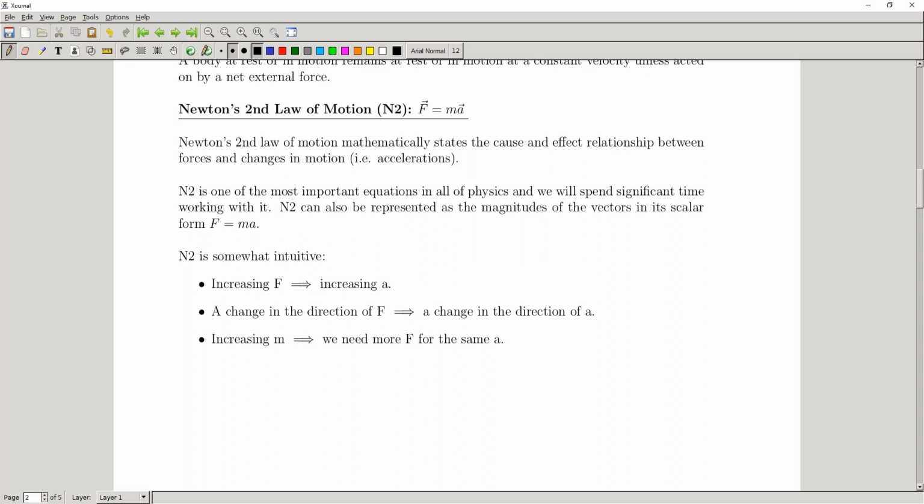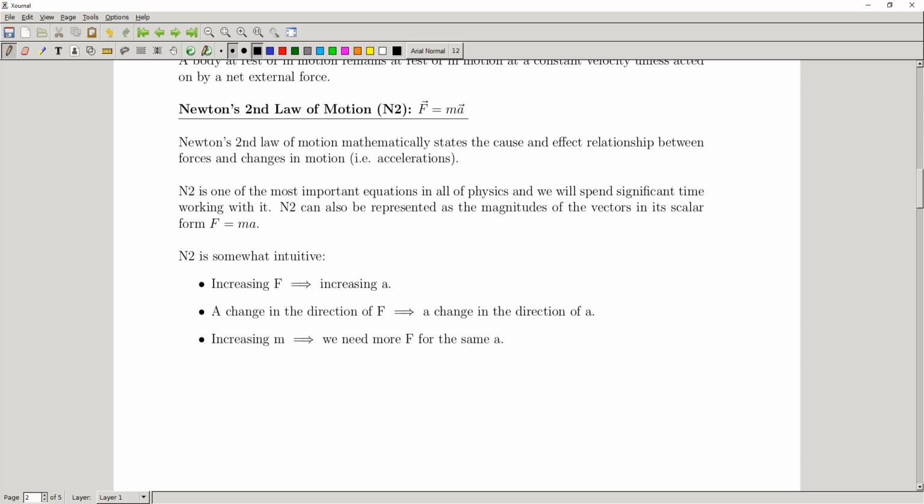So really what is this law doing? This law is just mathematically stating the cause and effect relationship between forces and changes in motion. So forces and changes in acceleration. F is our force, and A is our acceleration, right? And M is our mass that we just talked about. We're going to use this equation a number of different times throughout this course. It's really one of the most important equations in all of physics, and we're going to spend some pretty significant time looking at it and doing a number of different examples with it.